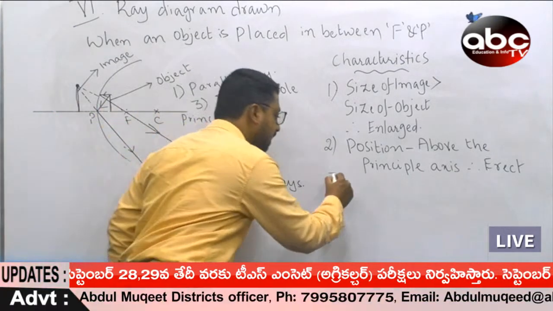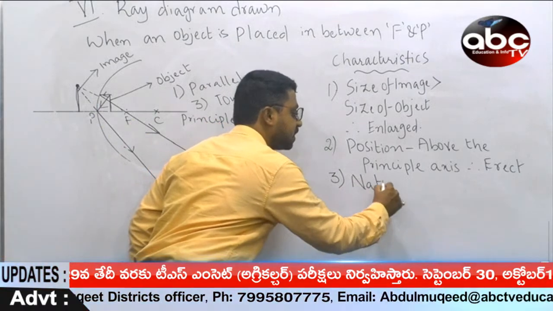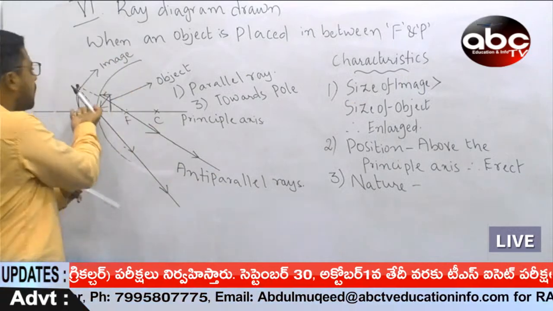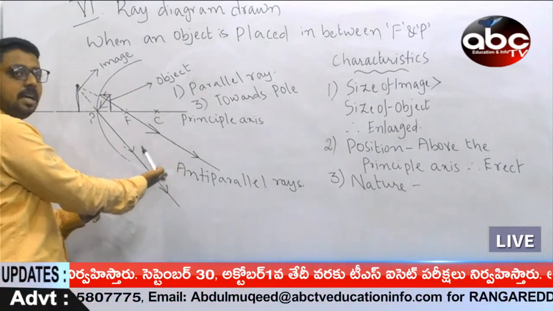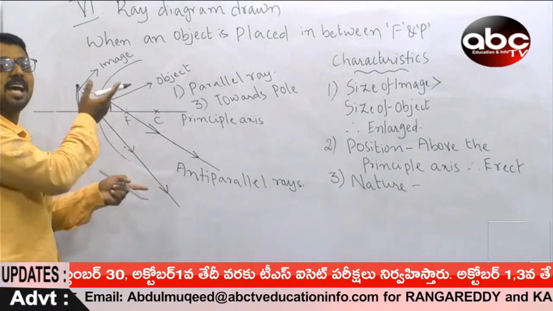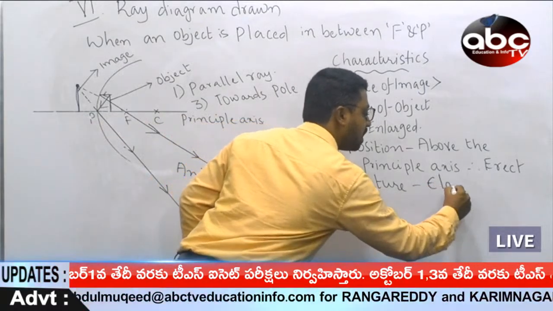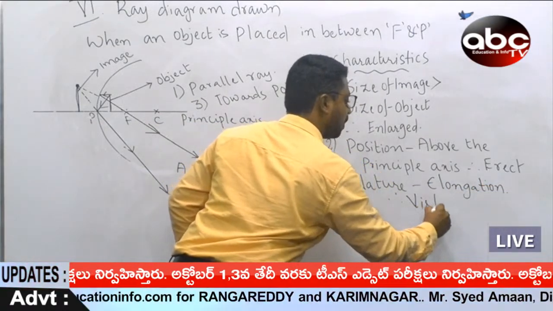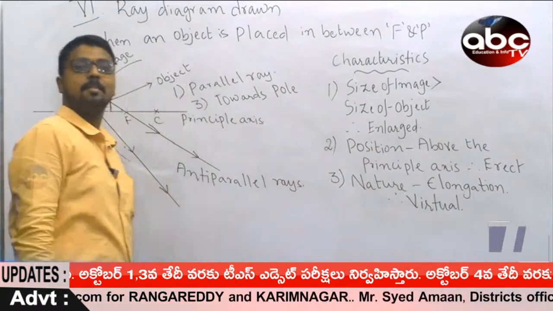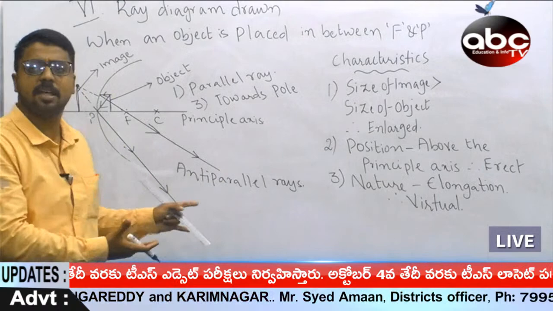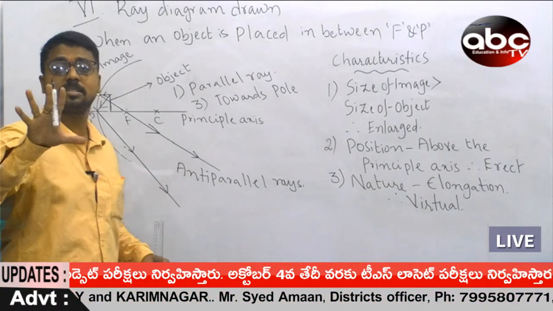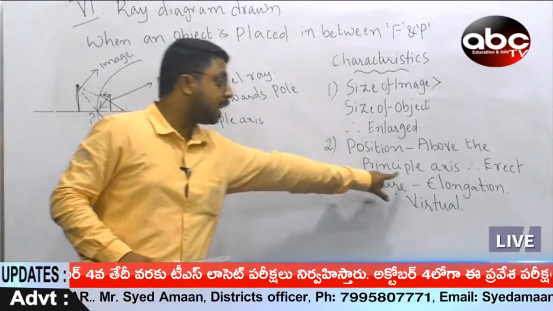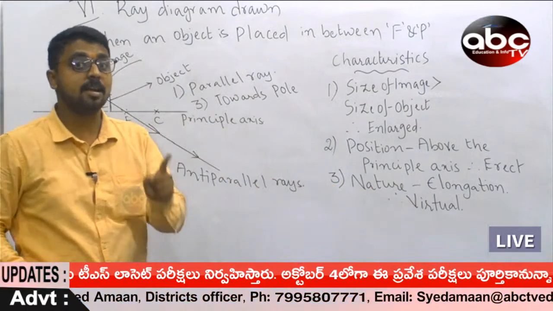So what about the third? It is nature. Nature is very special. It is not intersected at the front side, it was intersected at the back side, by elongation. Therefore, the image is virtual. See how much change comes in this ray diagram. In the first five cases we got inverted and real images, but here we get erect and virtual. Note the difference.